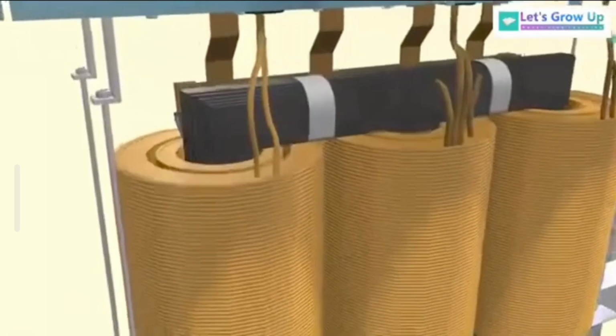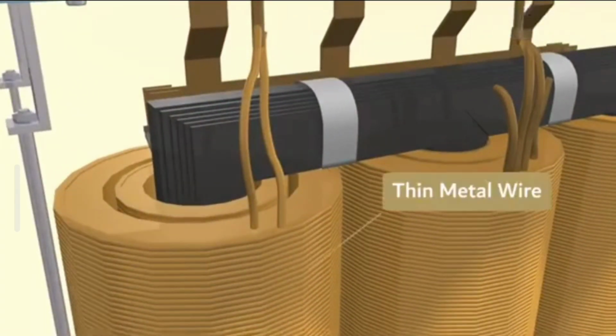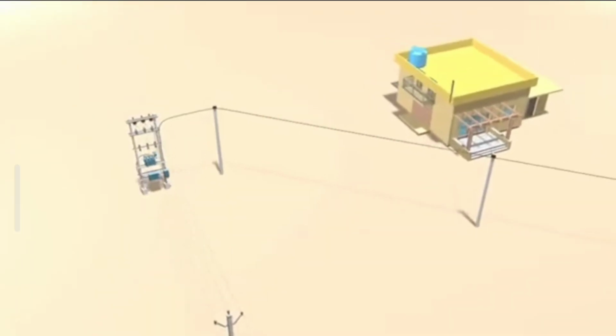The high voltage winding is located outside the core and consists of thin metal wire, where high voltage but low current flow. On the inner side of the transformer, the core carries the low voltage but high current, and it is made of a thick metal strip. This is the structure of the distribution transformer.